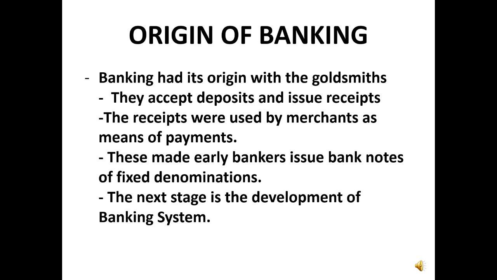The goldsmith in turn issued them receipts. And whenever the merchants wanted to buy things later on, they started using the receipts to buy things instead of using gold. This made early bankers to now issue banknotes of fixed denominations. And that was the genesis of the banking system. So the next stage is the development of the banking system.